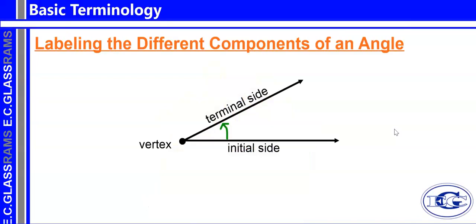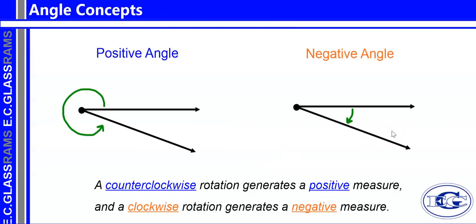So there are three parts to an angle, the first being the vertex itself, which is the point in the center connecting the two rays, or the two sides. One of the sides is called the initial side, which is pretty much where you start from. And the other side is called the terminal side, which is the ending part of the angle. And the angle obviously is the area between the two sides.